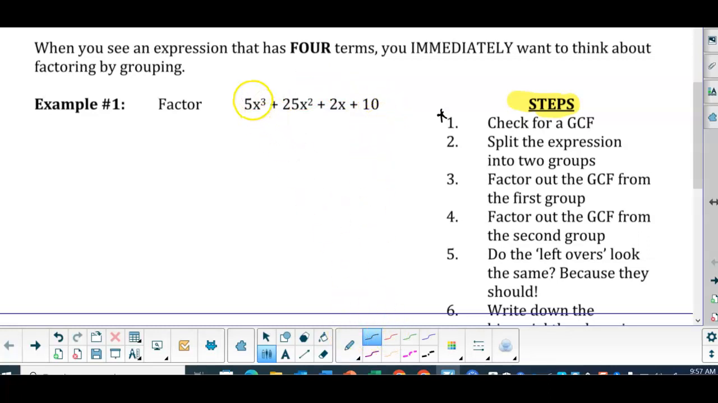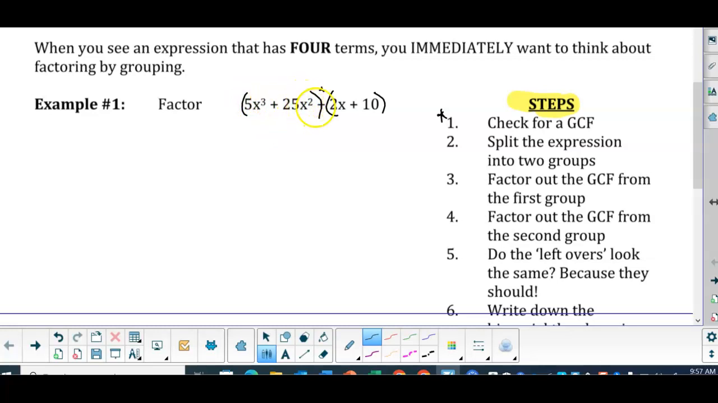So our second step after looking for GCF is to group the first 2 terms together. Group those first 2 terms together. Don't forget there's still a plus sign in there. Look for a GCF in the first parentheses. That's going to be 5.